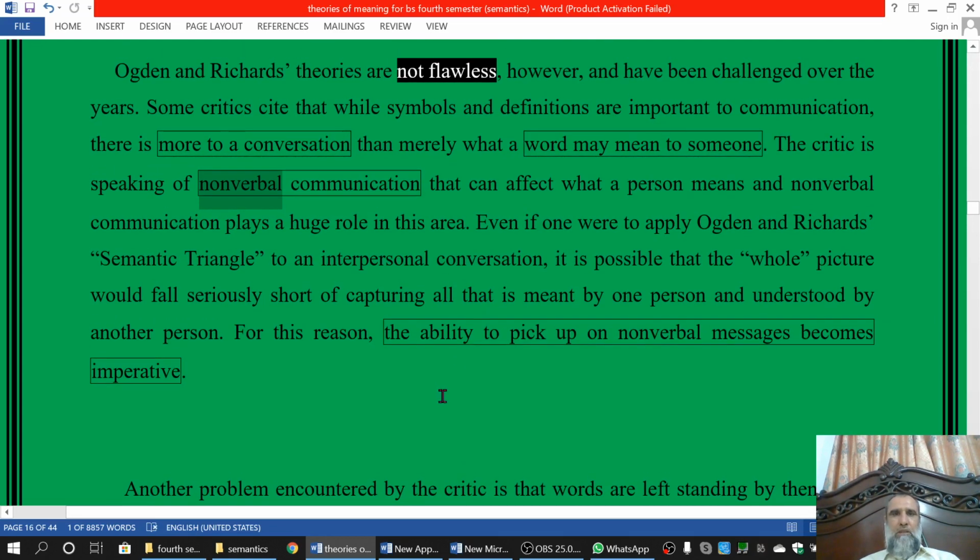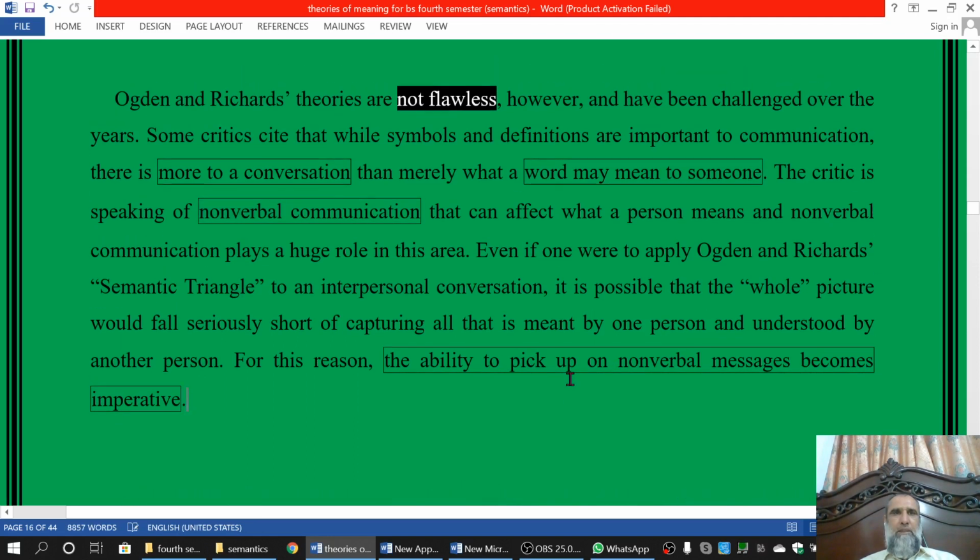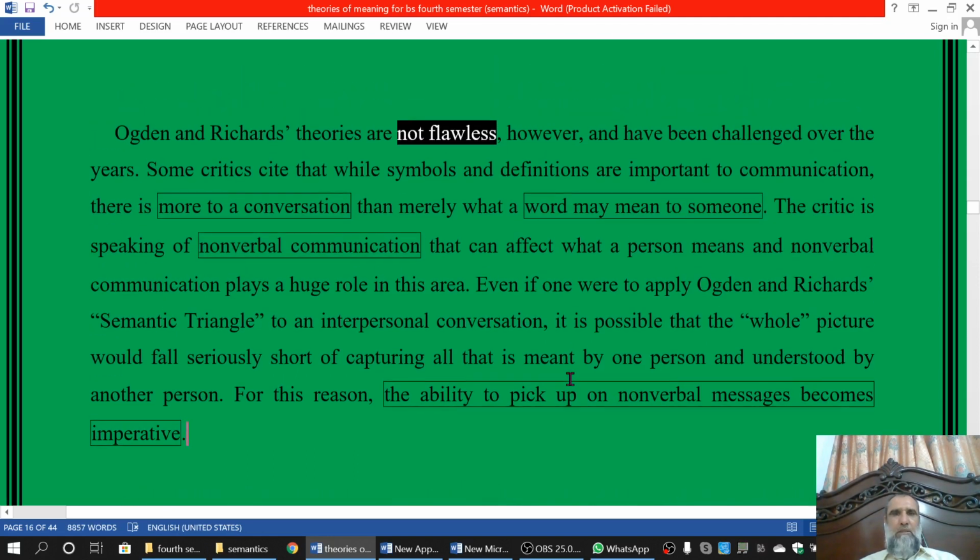Therefore, for this reason, the ability to pick up on non-verbal messages becomes imperative. It is very important that you understand the non-verbal messages too. The non-verbal messages are not words, are not sentences, they are your expressions.